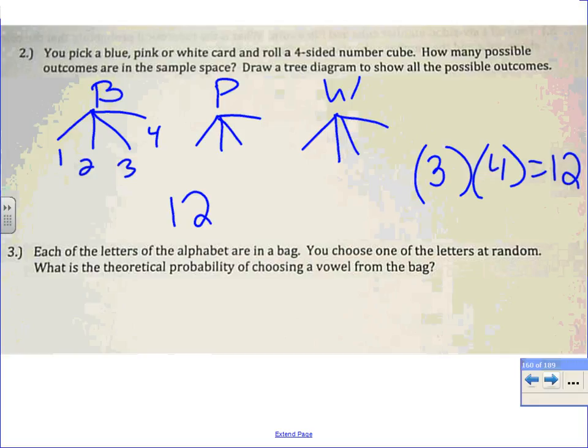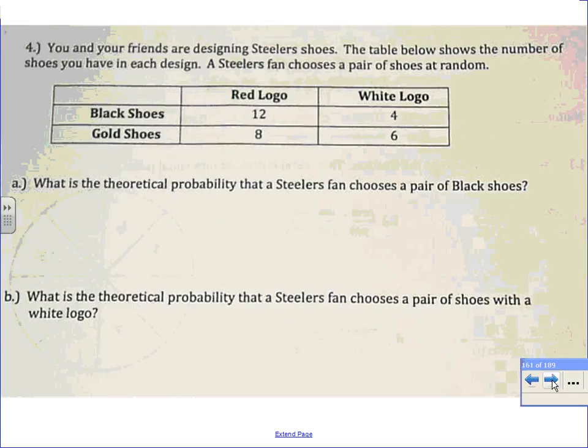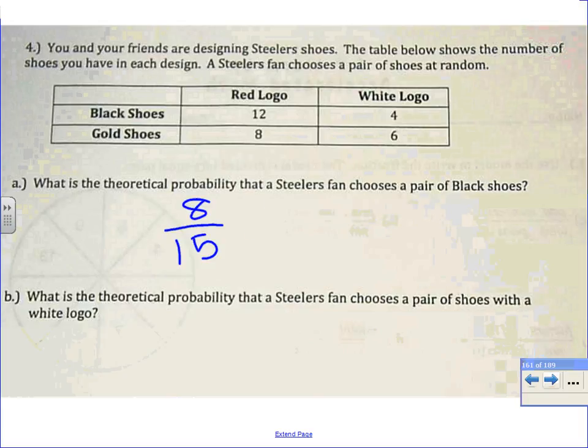Okay, number 3. Sean, do you have a question? 5/8. Sure. How about 3, Sean? I got 5. Good. 5/26. Vowels are A, E, I, O, U. We're not going to use Y. So A, E, I, O, U, there's 5. Okay, number 4, Mary, 4A. Good. So it was 16/30, which reduces to 8/15. Perfect. Alyssa, letter B. Good. It was 10/30, which reduces to 1/3.